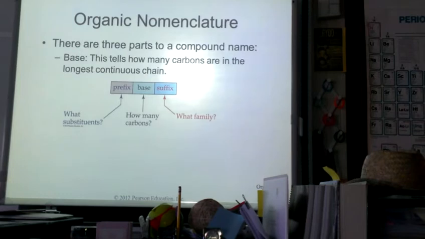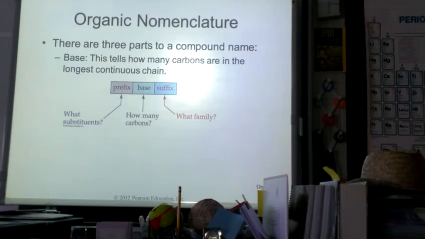So let's talk about how we would name an organic compound. There are 3 different parts to naming an organic compound. We have the base, we have the suffix, and then we could have a prefix. The base tells us how many carbons are in the longest continuous chain. You may have these really big, bulky carbon compounds, and you're going to have to follow it around to find which path will lead to the longest continuous carbon chain. That's going to be the base. So if I have 6 carbons, then my base is going to be hex. That tells me I'd have 6 carbons there.